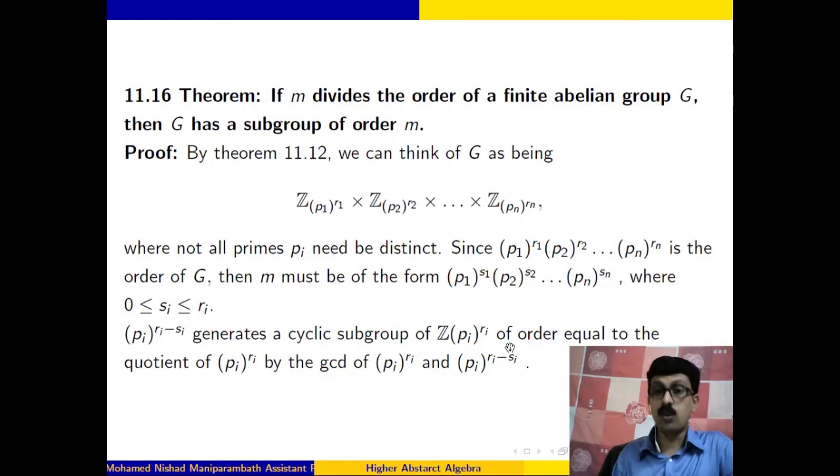Of order equal to, as we discussed in our UG classes or early abstract algebra classes, we know that the order of this element will be the order of the entire group divided by the GCD of the order of the entire group and the element. The order of the entire group Z_{pi^ri} is pi raised to ri, and the element is pi raised to ri minus si. So, pi raised to ri minus si generates a cyclic subgroup of Z_{pi^ri} of order equal to the quotient of pi raised to ri by the GCD of pi raised to ri and pi raised to ri minus si.